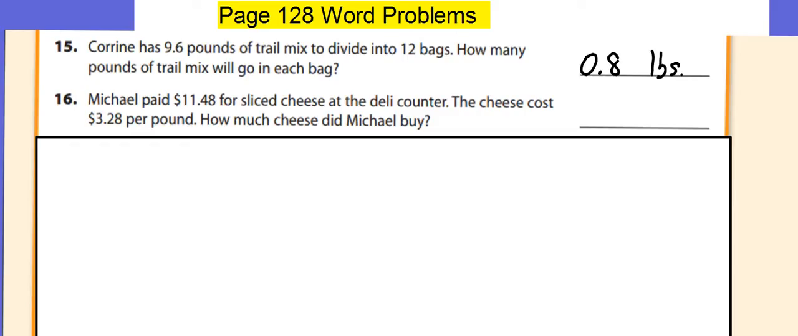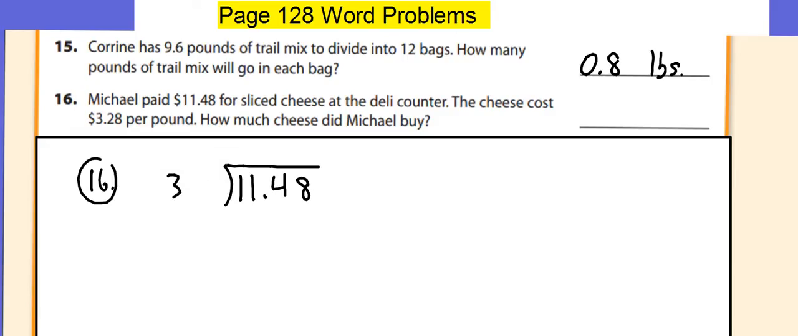So that means we bought multiple pounds. That suggests that we need to divide the amount of money, $11.48, by the amount that we paid per pound, which is $3.28. Now that looks pretty tricky, until you remember that the first step is to multiply the divisor by a power of 10 until it becomes a whole number. If you multiply 3.28 by 100, it becomes 328, which is a whole number. So I multiply by 100, and my divisor gets rewritten as a whole number.